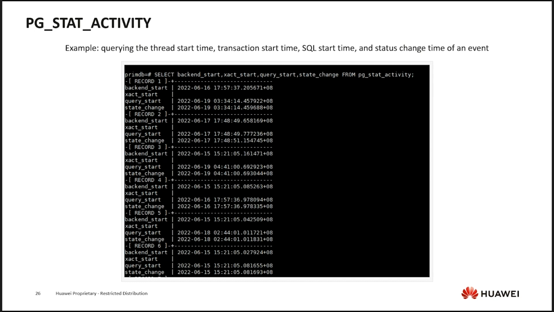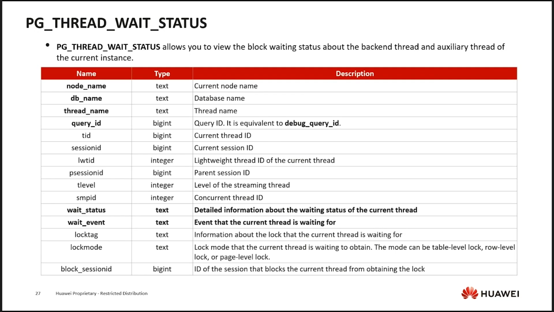This figure shows an example of querying the thread start time, transaction start time, SQL start time, and the status change time of an event. PG_THREAD_WAIT_STATUS allows you to view the block waiting status of the backend threads and other worker threads of the current instance. The table here contains thread status information.